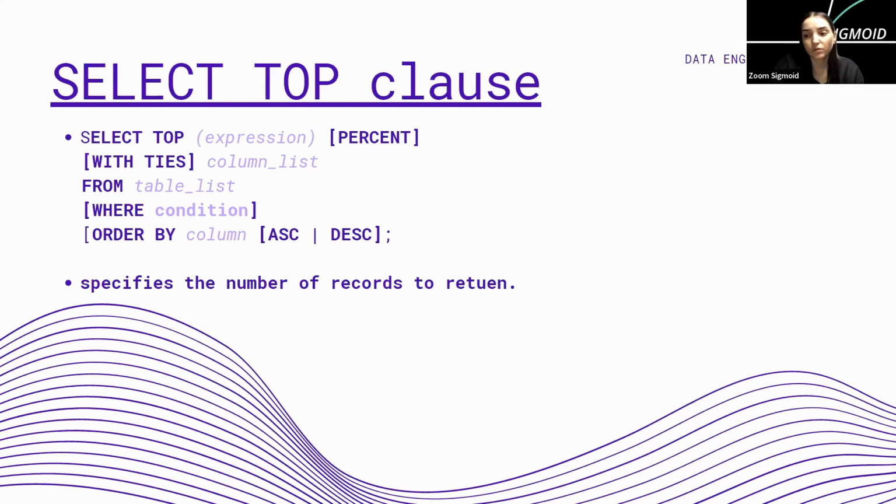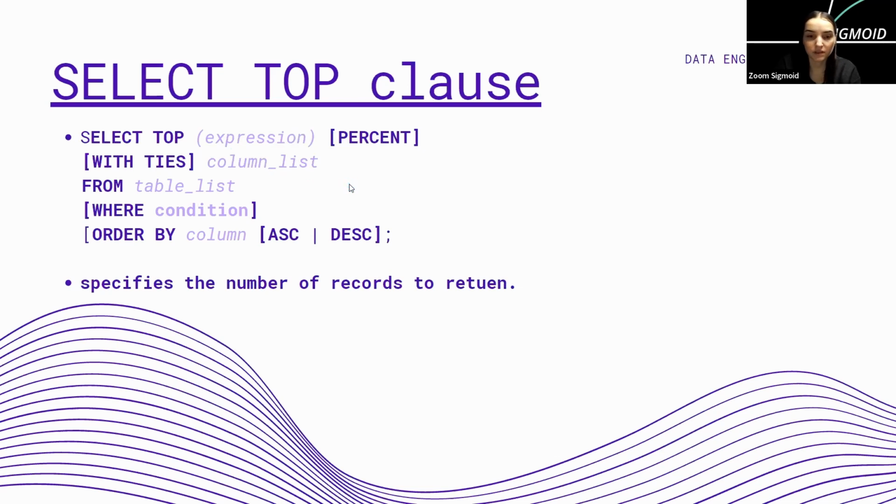Because the order of rows stored in a table is unspecified, the select top statement is always used in combination with the order by. Therefore, the result set is limited to the first n rows. So here, in the expression we specify the number of rows we want to see.